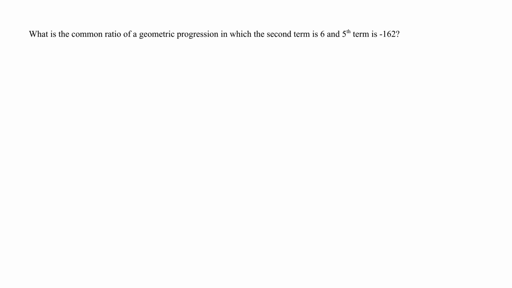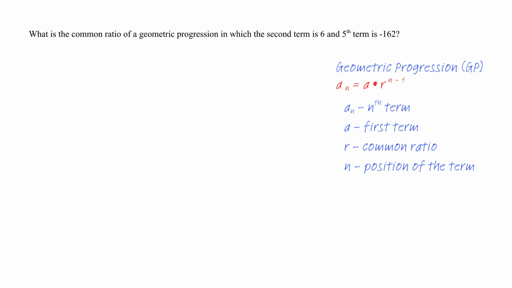To solve this question, we need to understand how a geometric progression, GP, works. In a GP, each term is found by multiplying the previous term by a fixed number called the common ratio, r. From the question, we are given two specific terms. 1. Second term, a sub 2, which is 6. 2. Fifth term, a sub 5, which is negative 162.